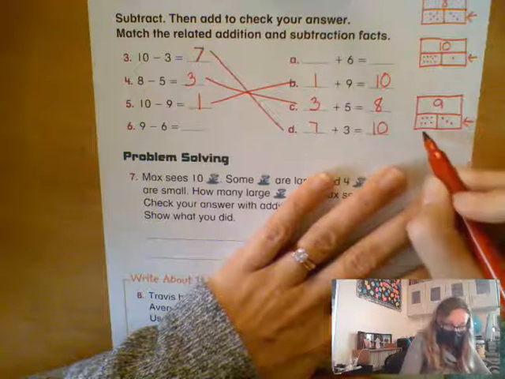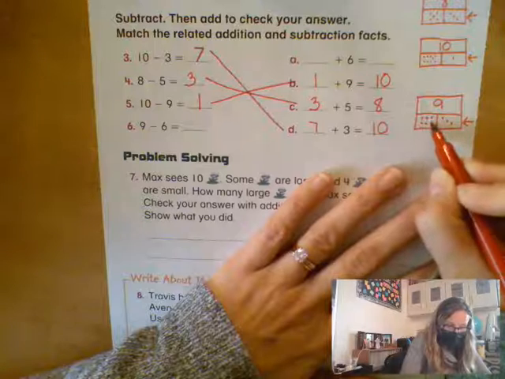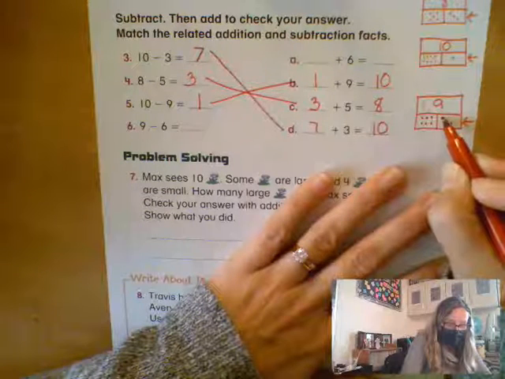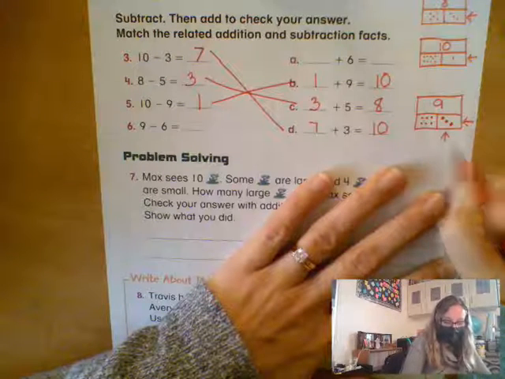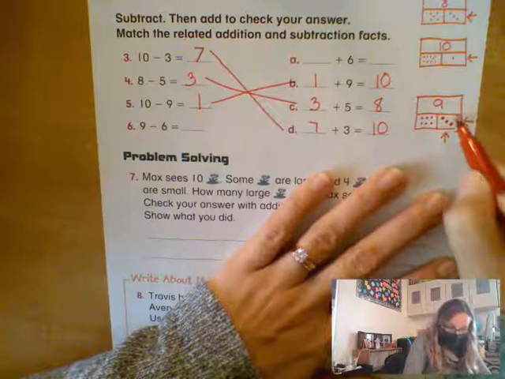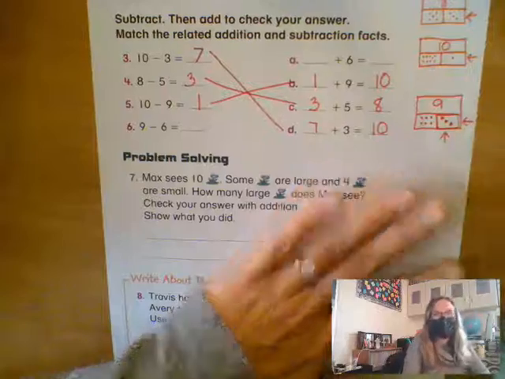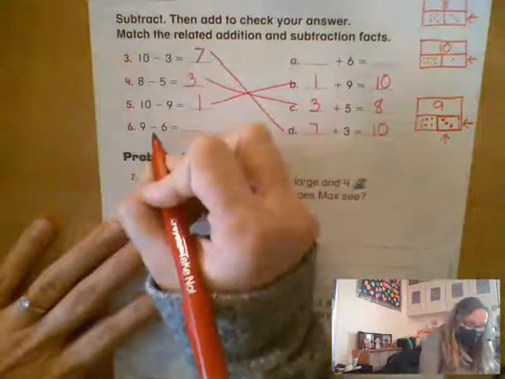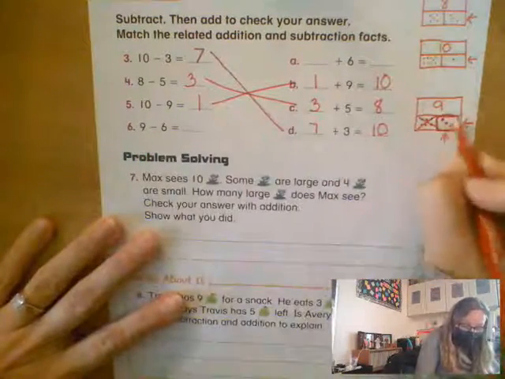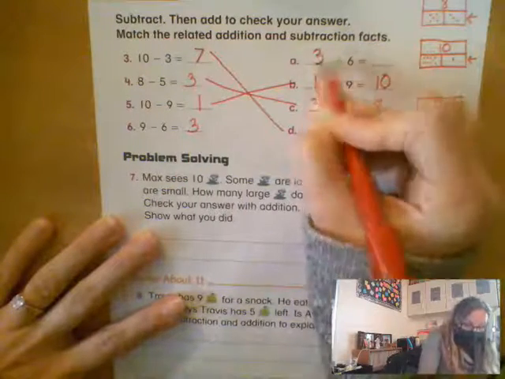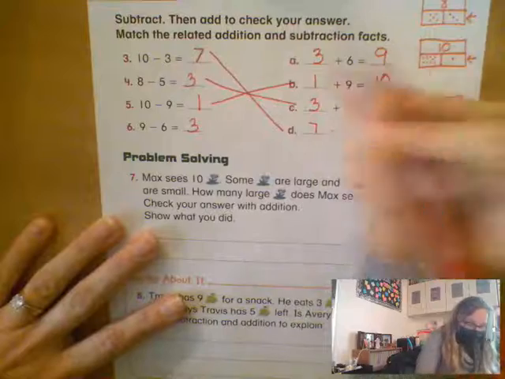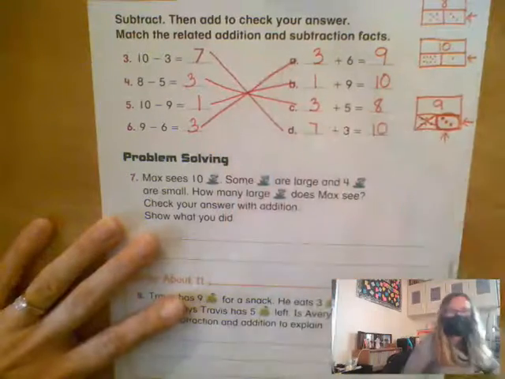I had 6. 1, 2, 3, 4, 5, 6. And I kept going. 7, 8, 9. So how many is that, Victoria? Right here. How many is this? 3. There you go. So 9 take away 6 leaves me with 3. And that works because 3 plus 6 equals 9. And you can connect those ones.